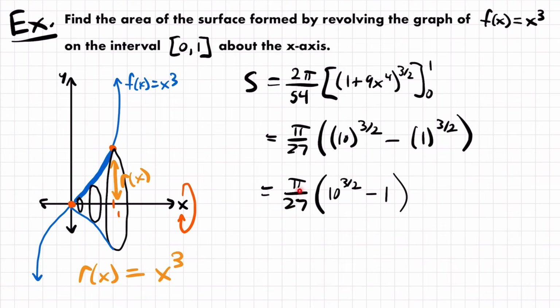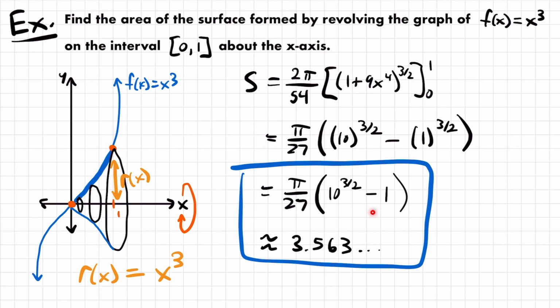And so if you plug this into your calculator to get an approximate value, you'll find that the area of the surface is approximately equal to 3.563 and some more decimals. And so either one of these answers is acceptable, as they both represent the area of the surface of revolution formed by revolving this curve around the x-axis. All right, let's look at another example.